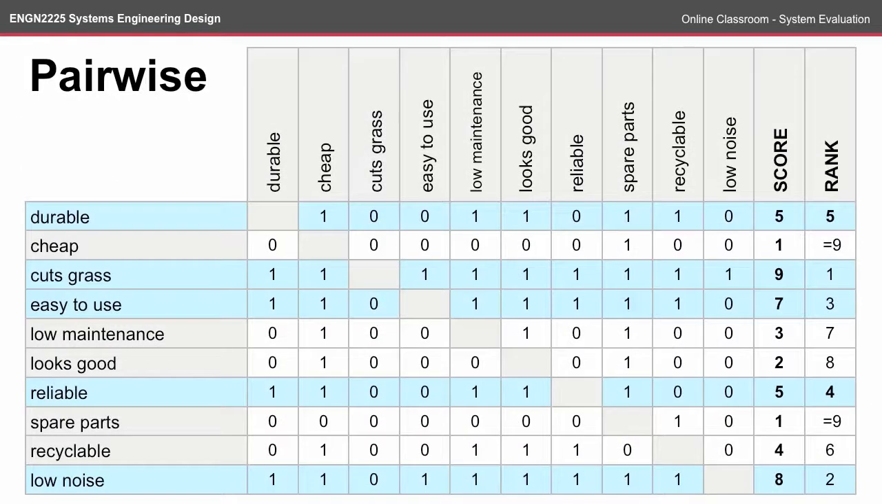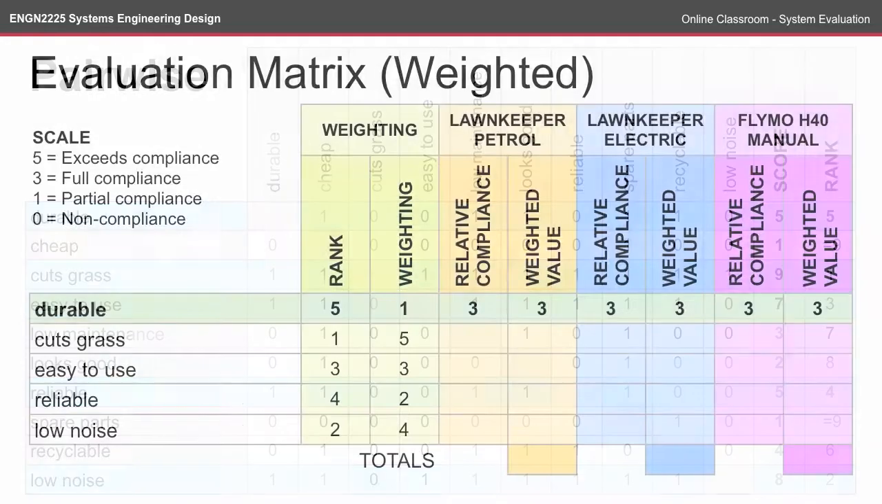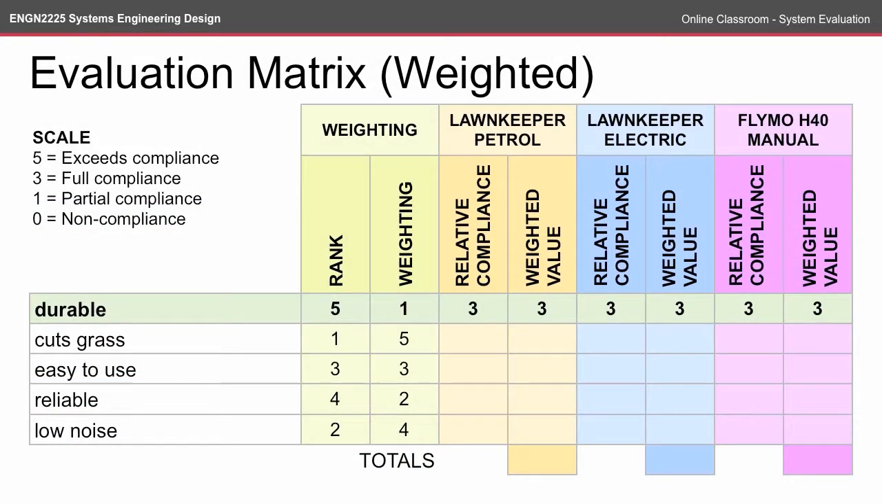For the purposes of determining which requirements are more important than the others, I go back to the pairwise analysis that we did. Here we found that cuts grass was the most important and spare parts was the least important, along with cheap. For the purposes of the evaluation matrix, I'm just going to look at the top 5 customer requirements. So let's construct our evaluation matrix. Here we're using the weighted criteria, so none of these requirements are classed as mandatory. According to the rank in my pairwise, they get a number in order from 1 to 5. This is translated into a weighting, where the most important gets the highest weighting.